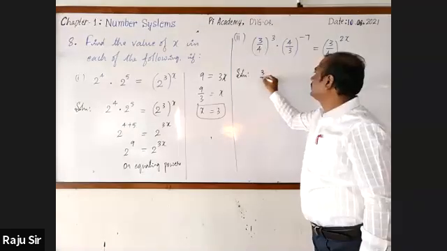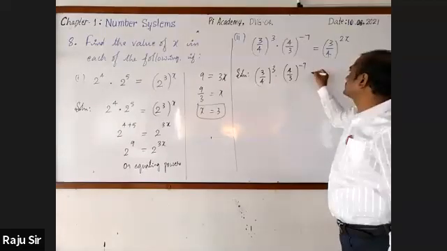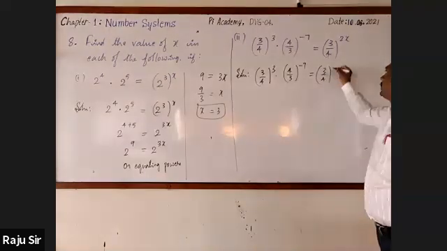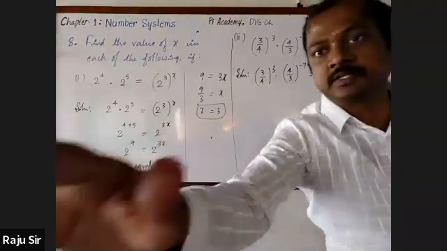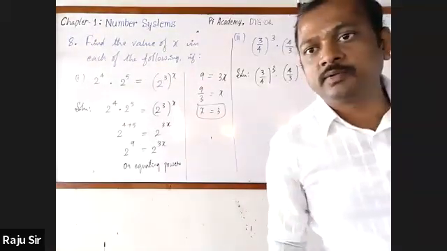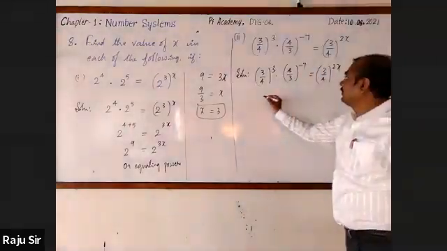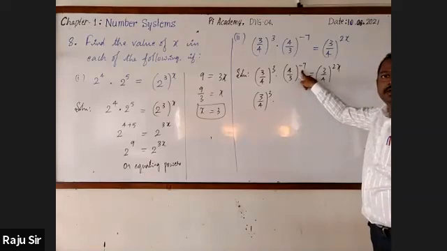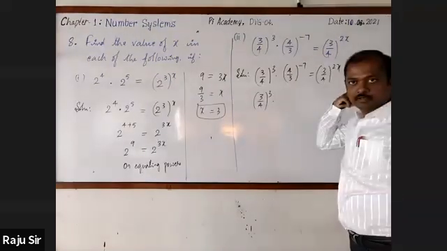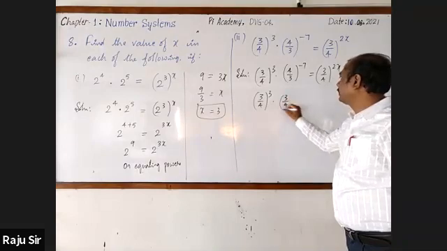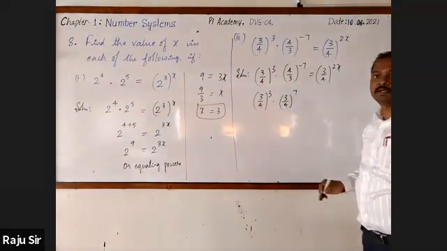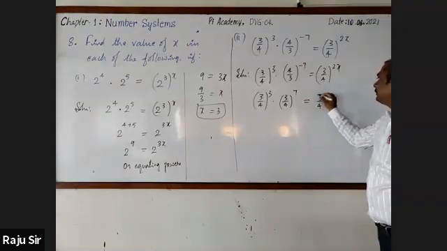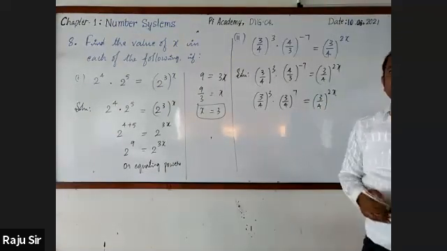Solution. It is (3/4)^3 into (4/3)^(-7) equal to (3/4)^(2x). I have written this as it is. Chaitanya sir, are you writing? Now (3/4)^3 into (4/3)^(-7) is there. Take the reciprocal. It will be 3 by 4, then the power will be positive, that is plus 7, equal to (3/4)^(2x).